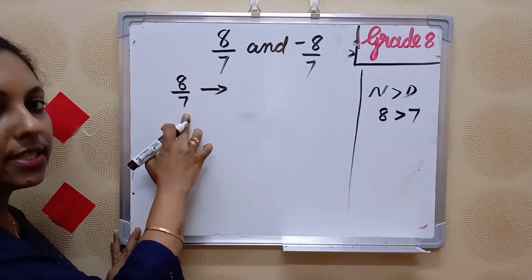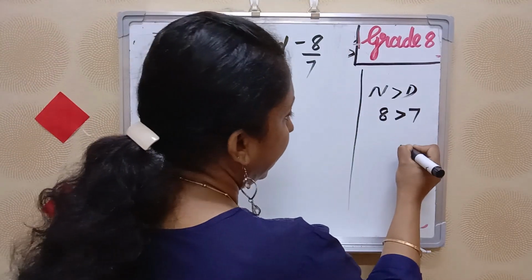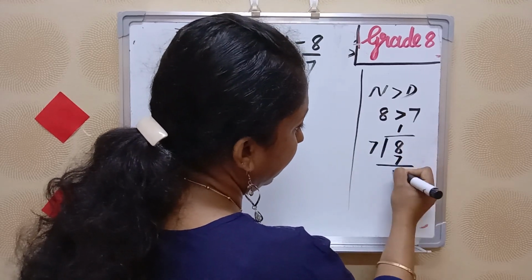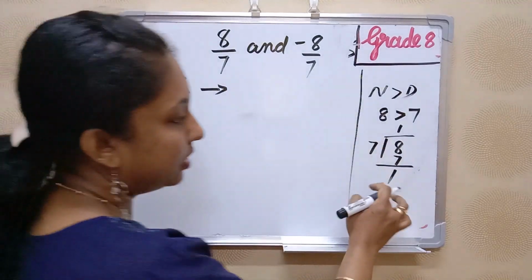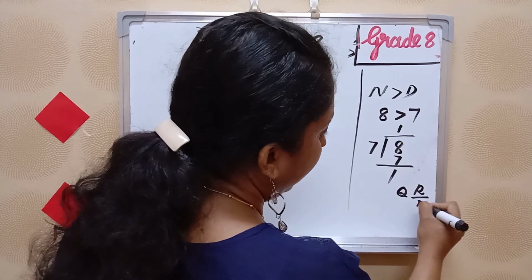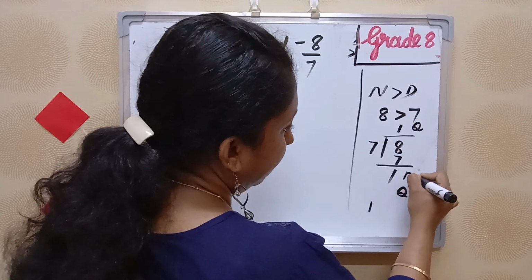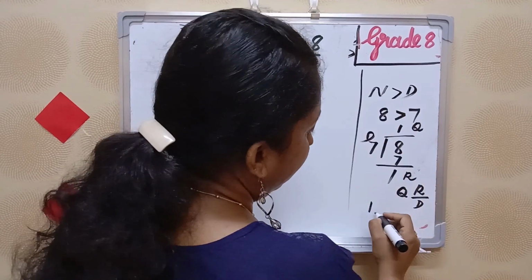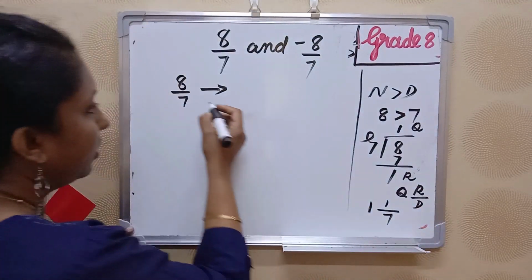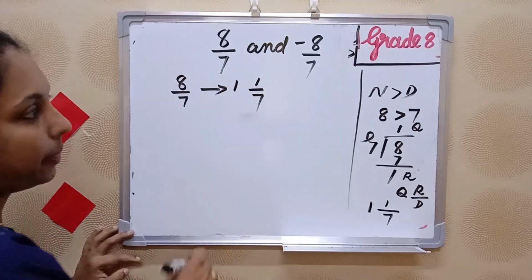You could have learned this in earlier classes. Let me show quickly how. 8 divided by 7 you have to do. 1 sevens are 7. How can we convert this into quotient, remainder and divisor? That means the quotient is 1. This is the quotient, this is the remainder, this is the divisor. Quotient 1, remainder 1, divisor 7. So the mixed fraction of 8 by 7 is 1 and 1 by 7.